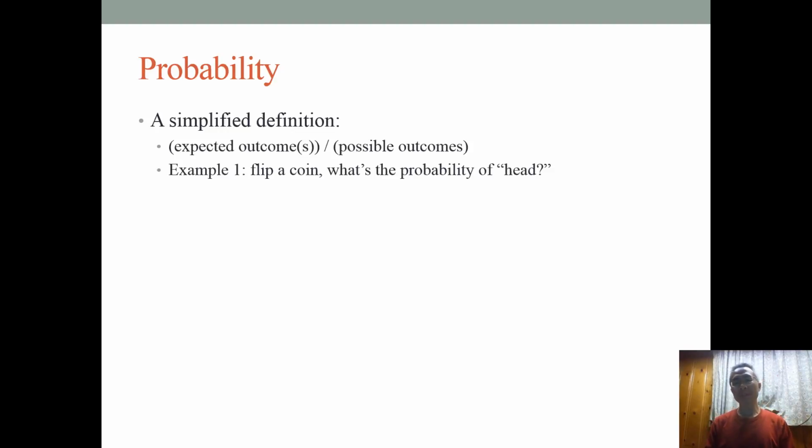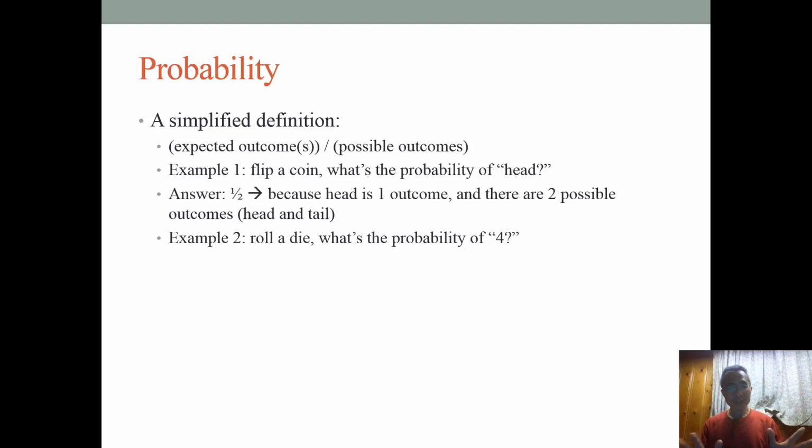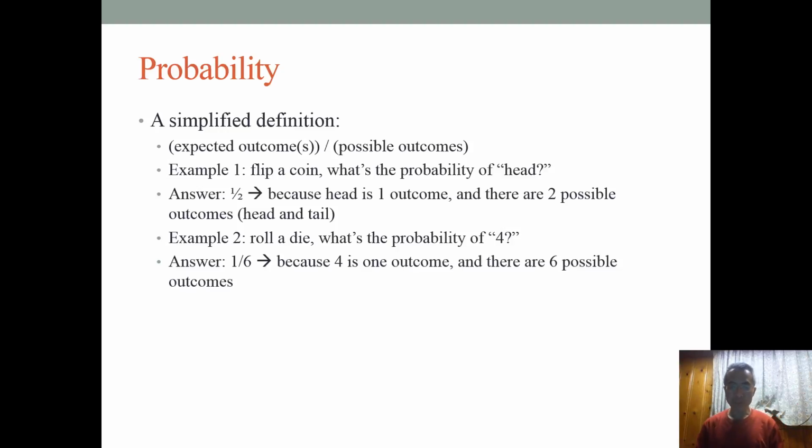So for example, when we flip a coin, what is the probability of getting a head? Everybody knows that the answer is half, right? 50%, because head is one outcome and there are two possible outcomes, head and tail. Everybody knows this too. When we roll a die, what's the probability of getting a 4? The answer is 1/6, right? Because 4 is one outcome and there are 6 possible outcomes.